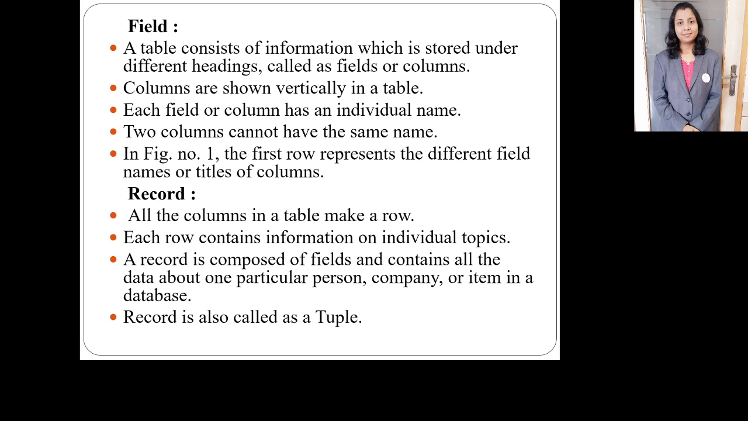Firstly, we'll see the record also. What is a record? All the columns in a table make a row. Each row contains information on individual topics. A record is composed of fields and contains all the data about one particular person, company or item in a database. A record is also called a tuple.